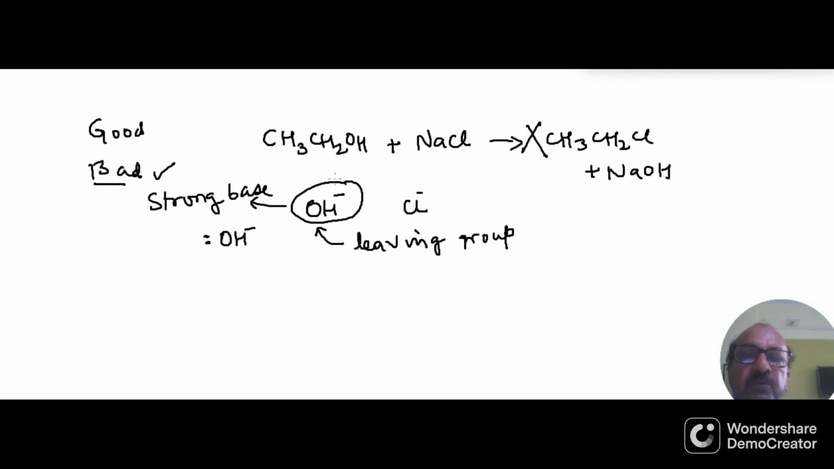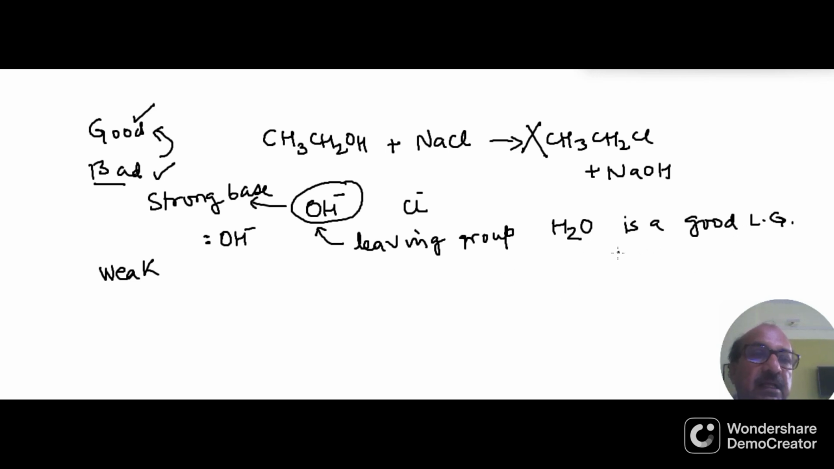So what is the option? How do we make it to leave and form chloroethane? The answer is that we convert a bad leaving group into a good leaving group. Now you have to understand that H2O is a good leaving group. Now, how do we decide which one is a good or a bad leaving group? The answer is that if it's a strong base, it's a bad leaving group, and if it is a weak base, then it is a good leaving group. So water is a good leaving group because water is a weak base.